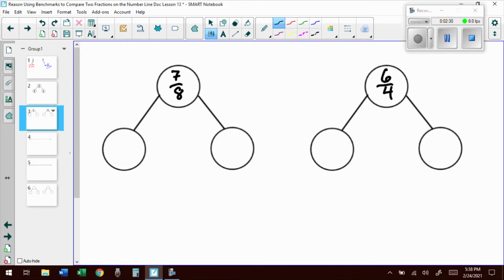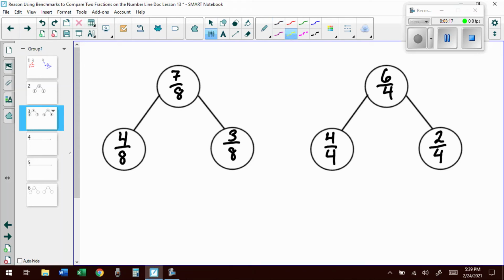Now 7/8, I'm going to use my knowledge of a benchmark fraction. When I look at 7/8, how many eighths equals 1/2? 4/8, and what's left now is 3/8. And when I look at a fraction greater than one whole, and I need to partition it into a number bond, I am going to first partition this into one whole. How many fourths equals one whole? 4/4. Now, how many is left over? 2/4.